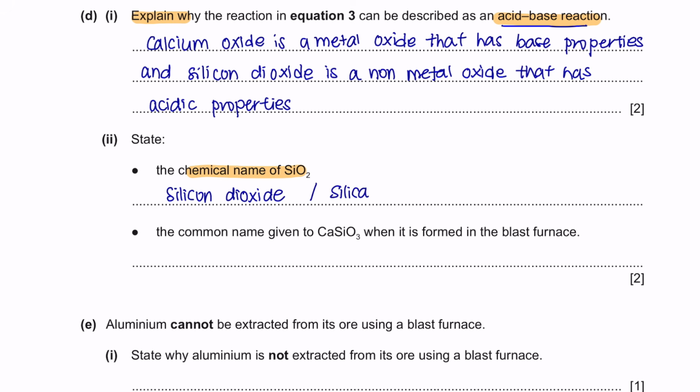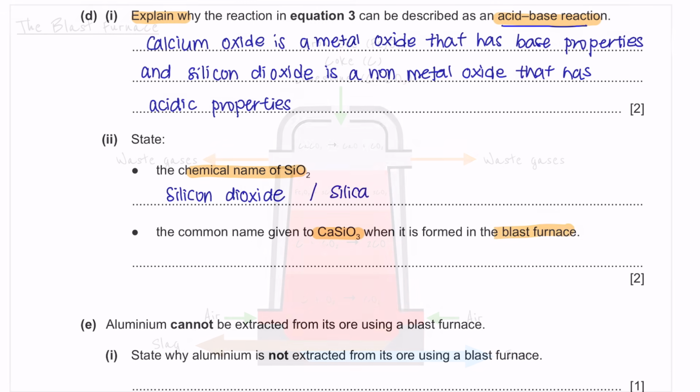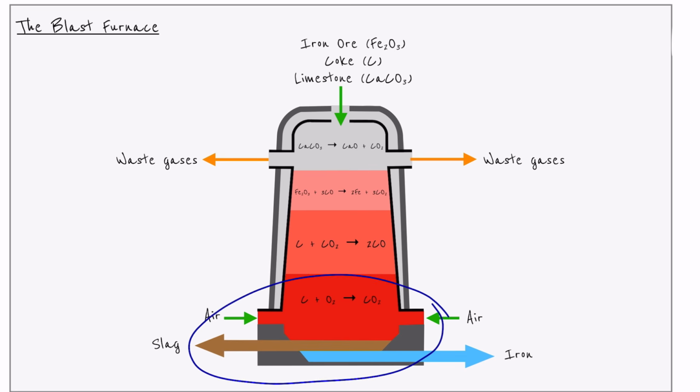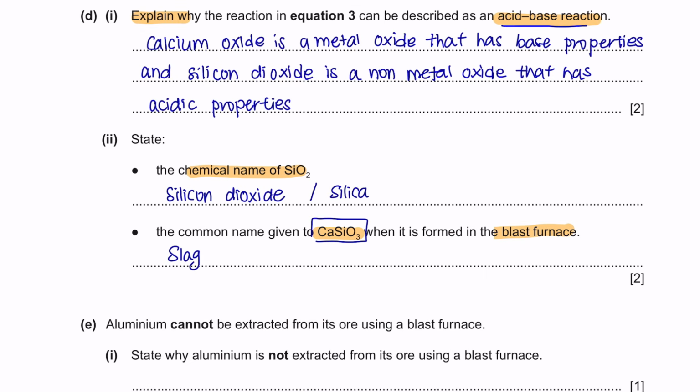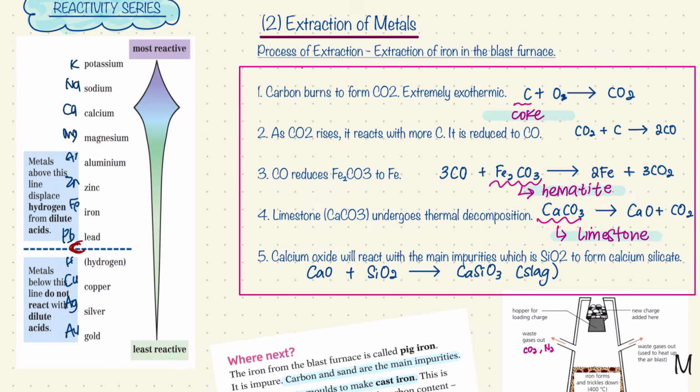Next, the common name given to CaSiO3 when it is formed in the blast furnace. At the bottom of the blast furnace, the iron will be extracted, and you will also have slag being formed at the bottom of the blast furnace. This slag is the name for this compound. As a summary of this question, you can take a screenshot of the process of extraction for iron in the blast furnace. Make sure you remember all the chemical equations that happen at each stage.